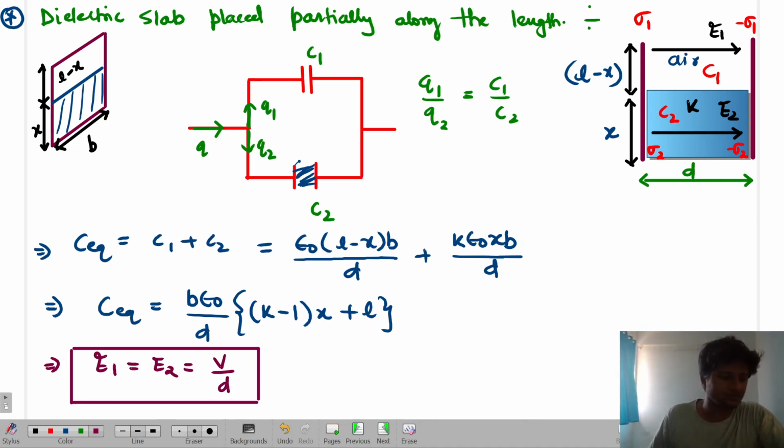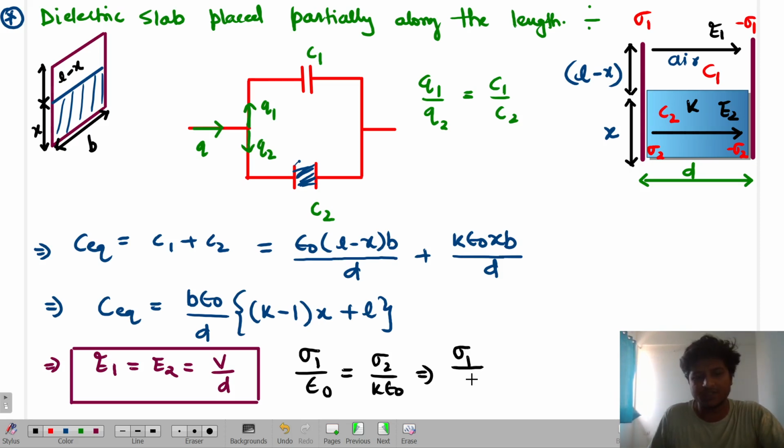Are you able to get me? So what is E1? E1 is nothing but sigma 1 by epsilon naught, because I'm taking the total electric field. And the second one will be how much? Sigma 2 by K epsilon naught. So this implies that I got the ratio of sigma 1 by sigma 2, which is exactly equal to K. So the charge density in this plate is reduced by how many times? 1 by K times it is reduced. Is that clear?